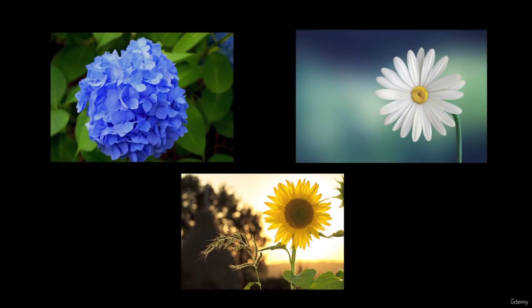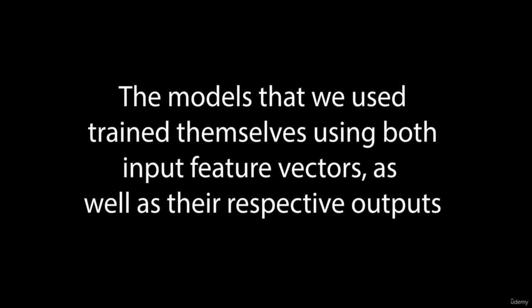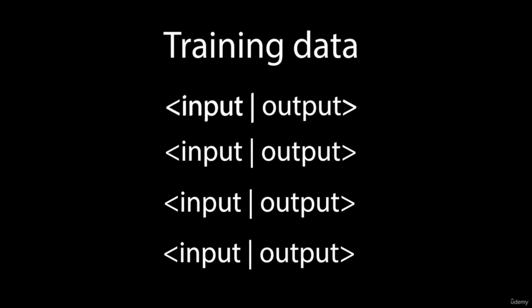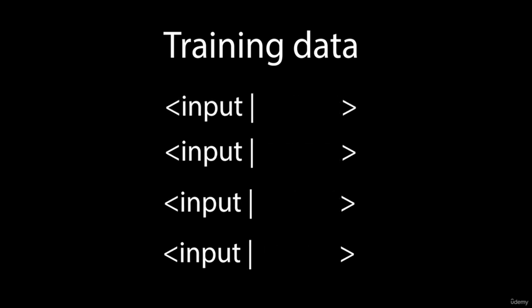Up until this point, we have covered supervised machine learning used to classify flower types and predict the prices of property. The models that we used train themselves using both input feature vectors as well as the outputs for those respective inputs. This process entailed actually having the outputs for the respective input feature vectors. However, we are not always lucky enough to have both inputs and outputs to train models on. Sometimes, we only have the input feature vectors, which we have to somehow use to train our model.